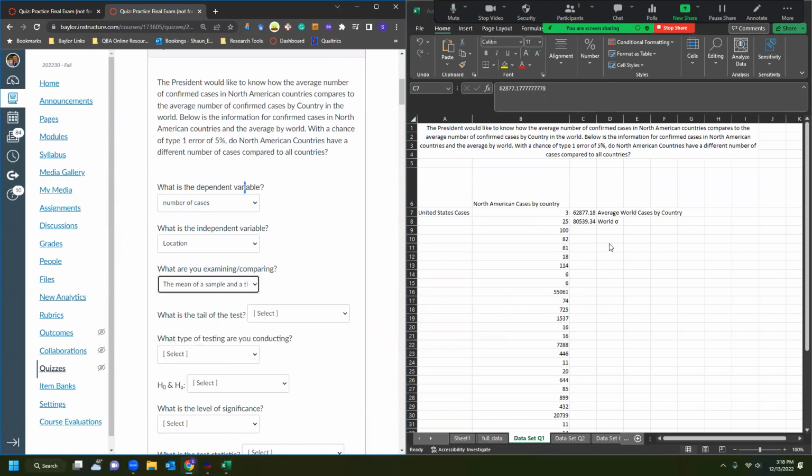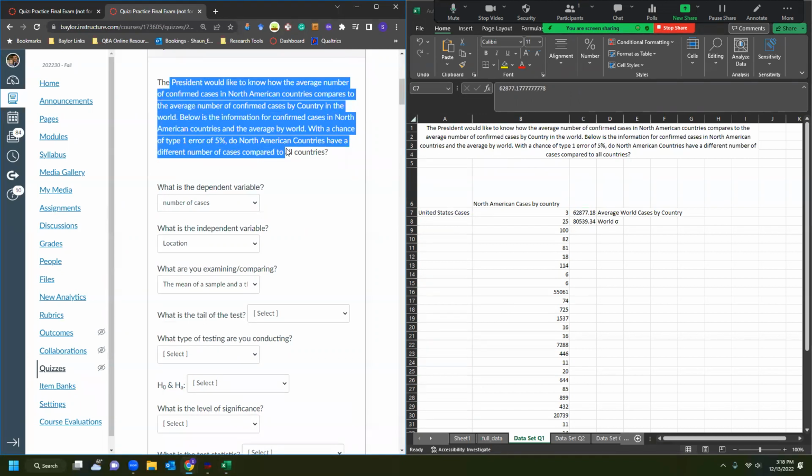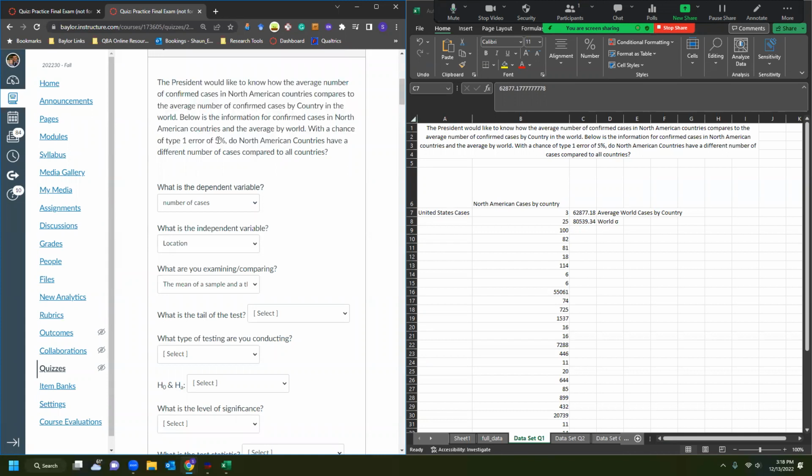And then what is the tail of the test? So let's look at this. The president would like to know the average number of confirmed cases in North American countries. What's the tail? If they have a different number of cases compared to all countries. So this right here is a two-tail test.